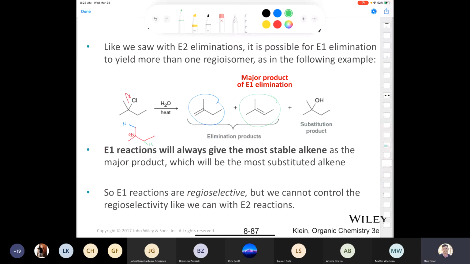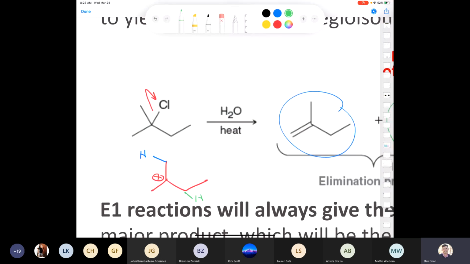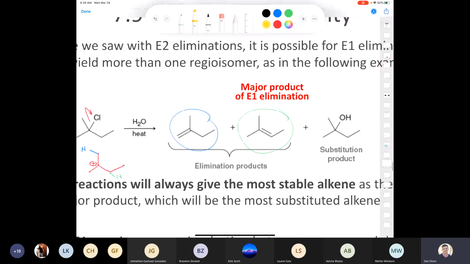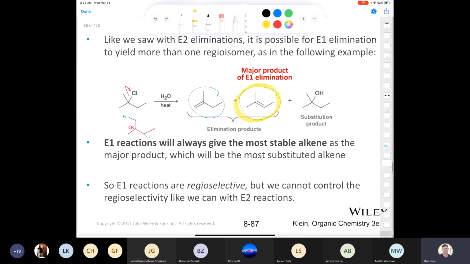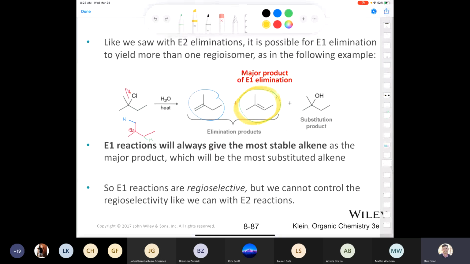But in E1 reactions, we're always going to get the most stable alkene as the major product. Okay, so the most stable alkene is going to be the one that's the most substituted, right? This is a tri-substituted alkene. This is only a di-substituted alkene. So this is something that you've also got to be aware of: in the E1 reaction, the most substituted alkene is going to be the major product.